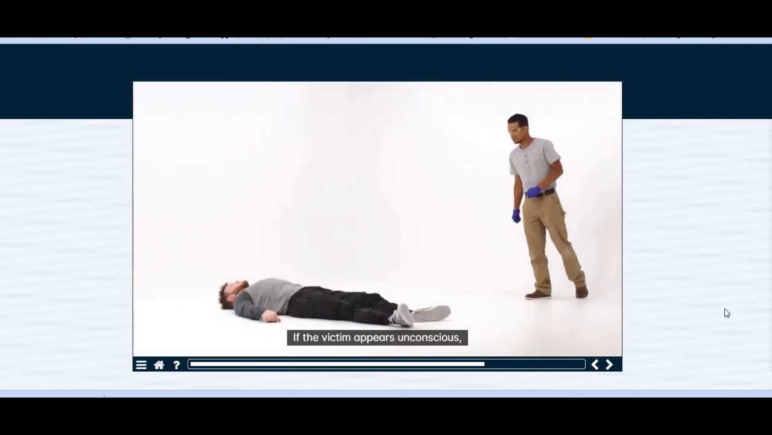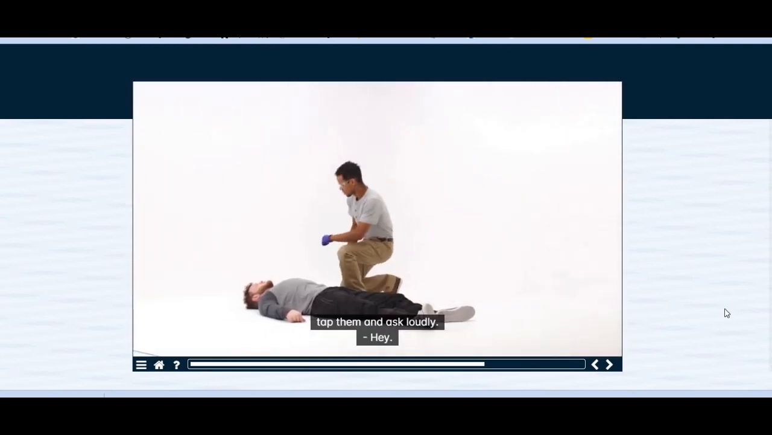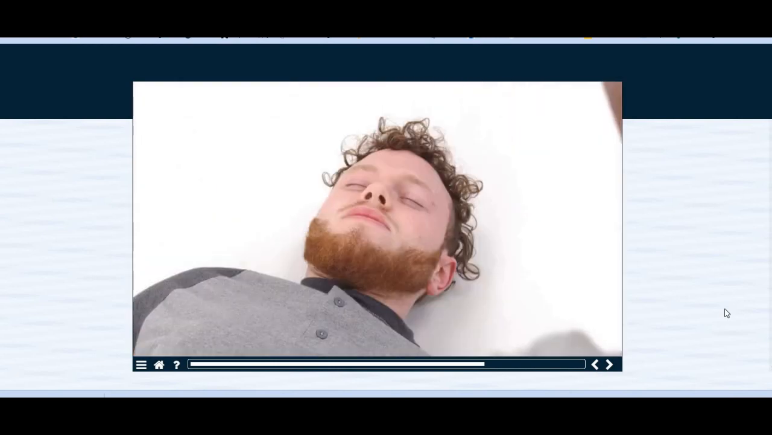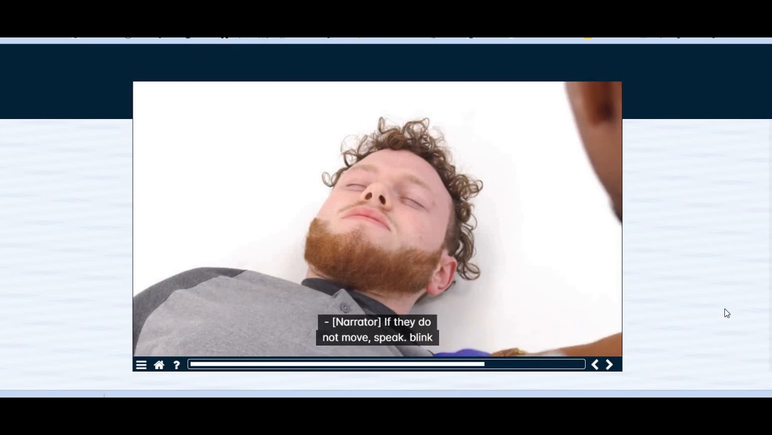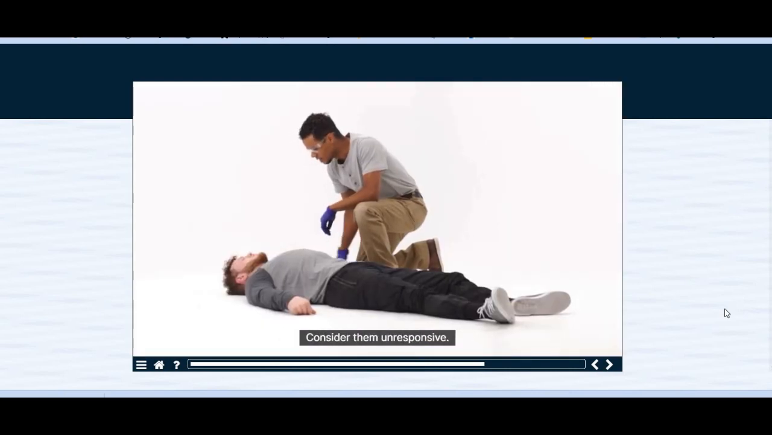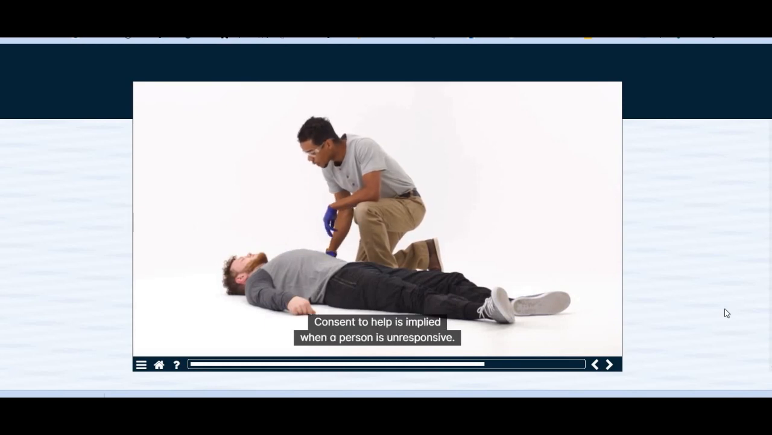If the victim appears unconscious, tap them and ask loudly, "Hey! Are you okay?" If they do not move, speak, blink, or otherwise react in a normal way, consider them unresponsive. Consent to help is implied when a person is unresponsive.